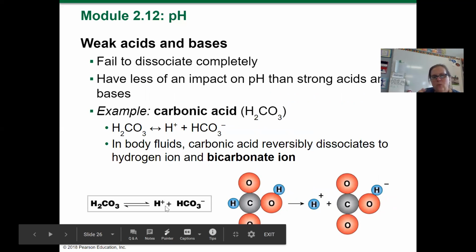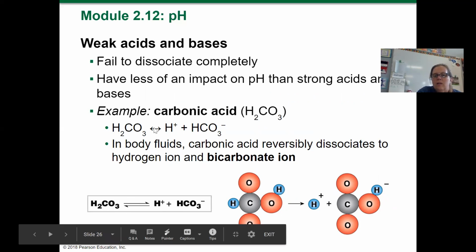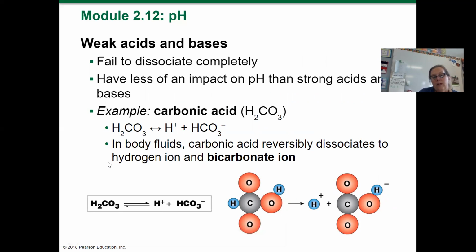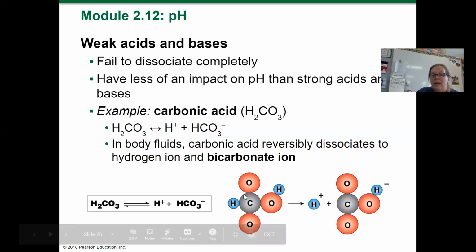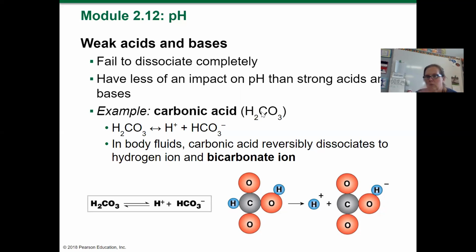Weak acids and bases will not dissociate completely. You see this reverse reaction here. They will actually slide back and forth. Carbonic acid is important because carbon dioxide is in our blood, because that's what our cells make as a waste product, and then we exhale some of it. So it reversibly dissociates into hydrogen ion and bicarbonate ion, and the acid comes from our breathing in and out, and our cells metabolizing.